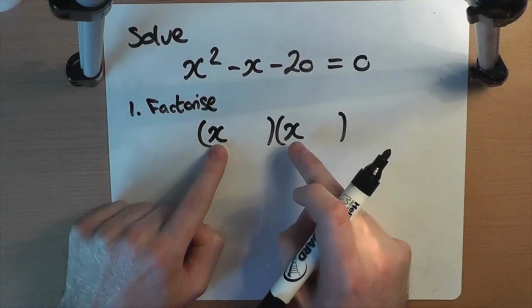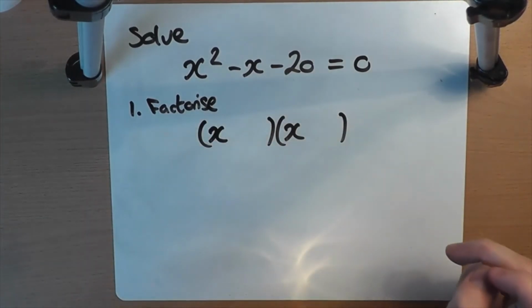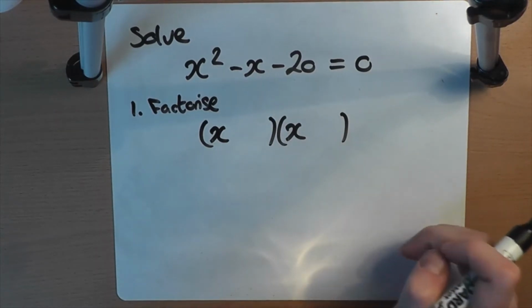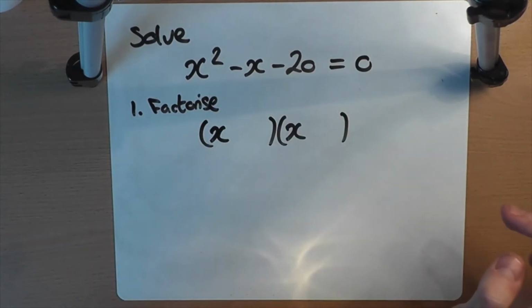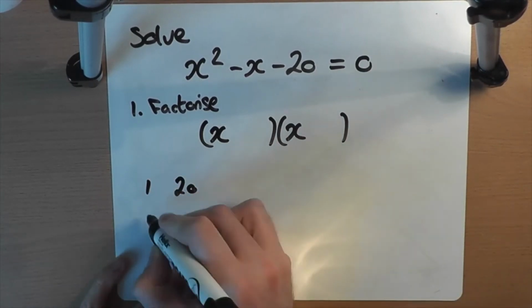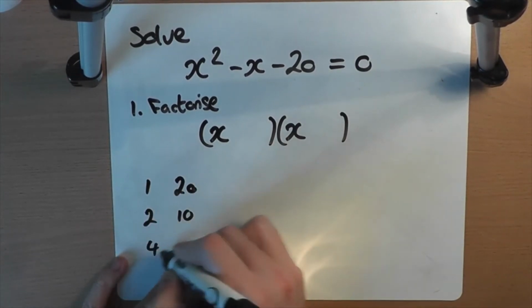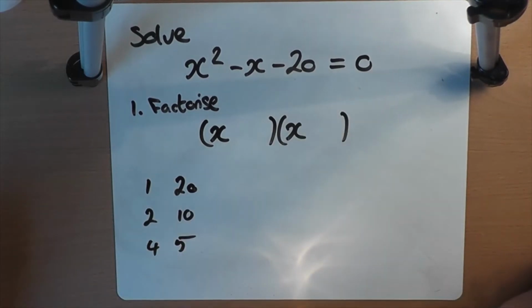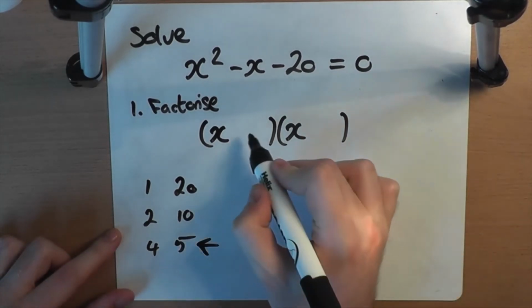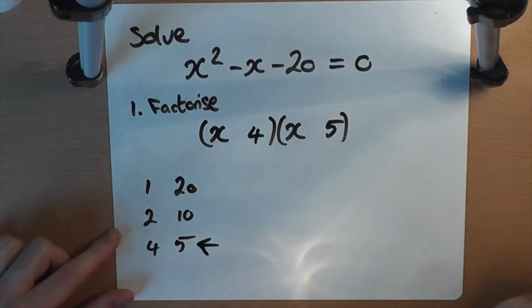So, we need 2 numbers. We need a number in each of the brackets. Those 2 numbers have to multiply together to make the 20, and they have to add or subtract to give us the number in front of the x, which in this case is 1. Those possibilities are 1 and 20, 2 and 10, or 4 and 5. The pair that we're going to have to go for, the only pair that we can use to get to 1, is this pair, the 4 and the 5. So I'm going to put the 4 in the first bracket, I'm going to put the 5 in the second one.